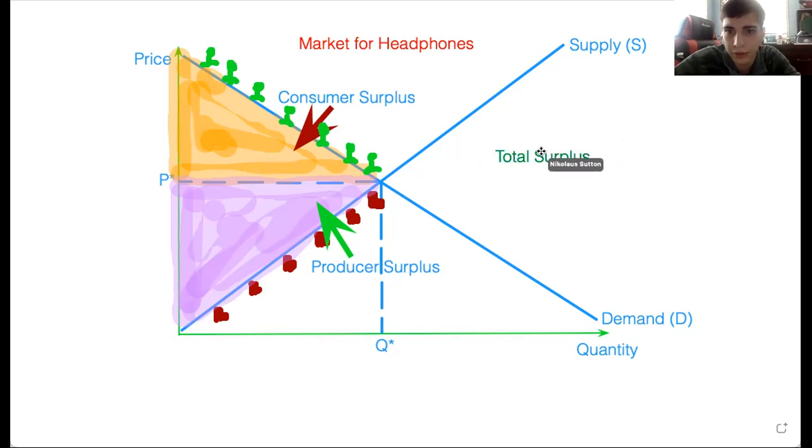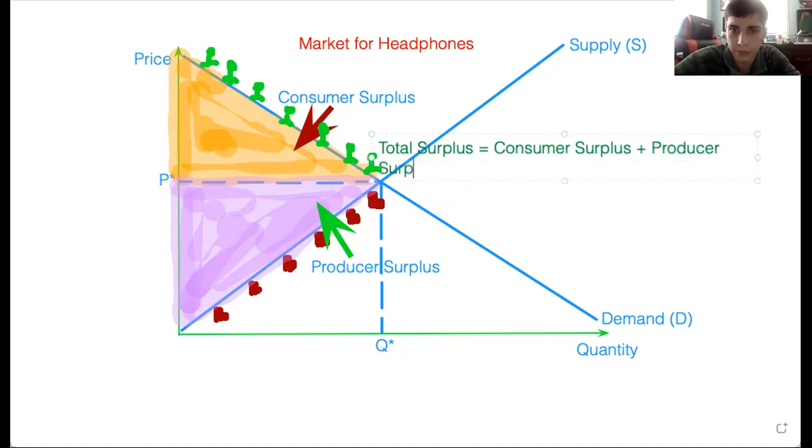Let's select this and move it over. So total surplus. And actually here, I'll just give you guys the equation. Total surplus is equal to consumer surplus, and I will make this box a little bit bigger. There we go. It's consumer surplus plus producer surplus. Right? So what we've already calculated out.